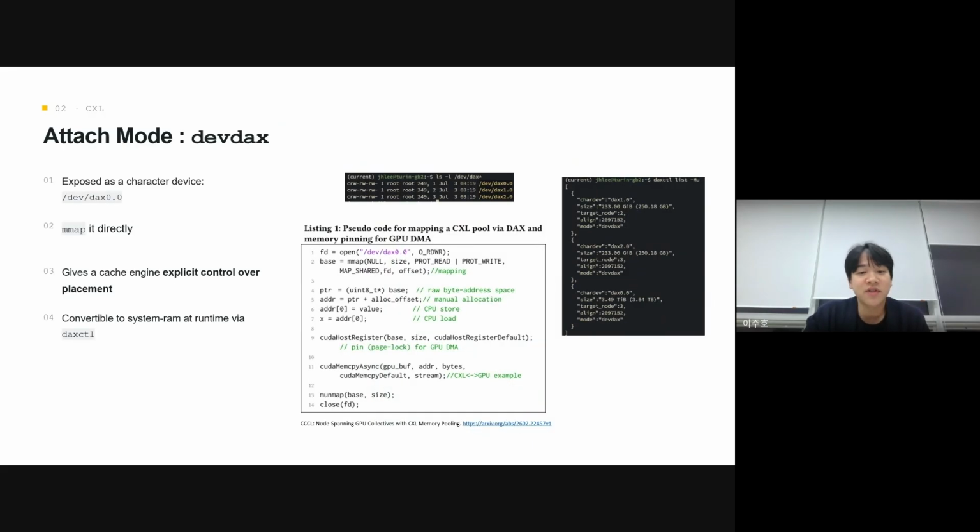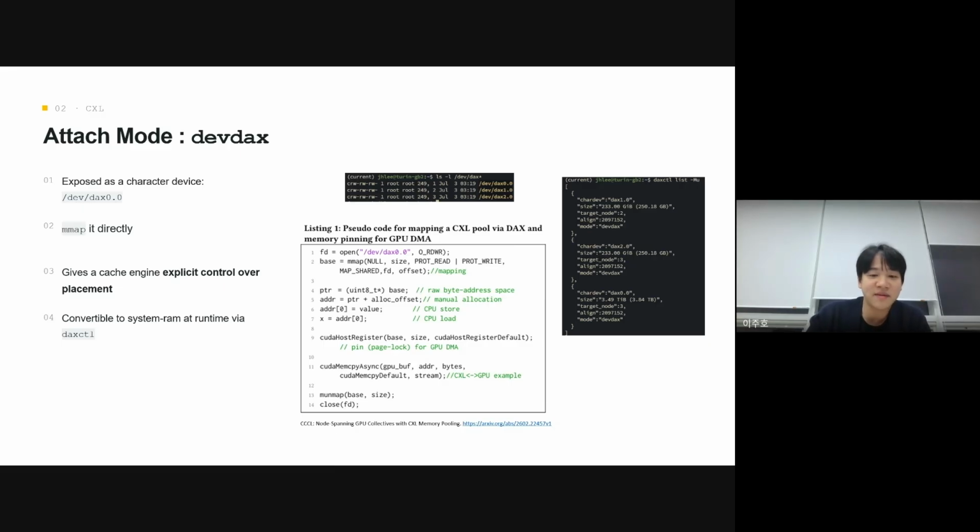And the second mode is devdax. The device shows up as a character device, like dax0.0. As far as I know, it is not a protocol made for CXL; the devdax protocol first showed up to support persistent memory. But in this area, it is usually used for CXL devices.